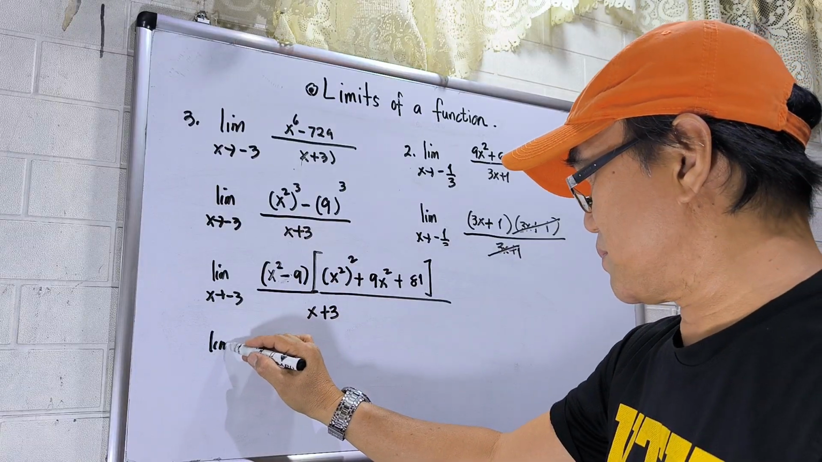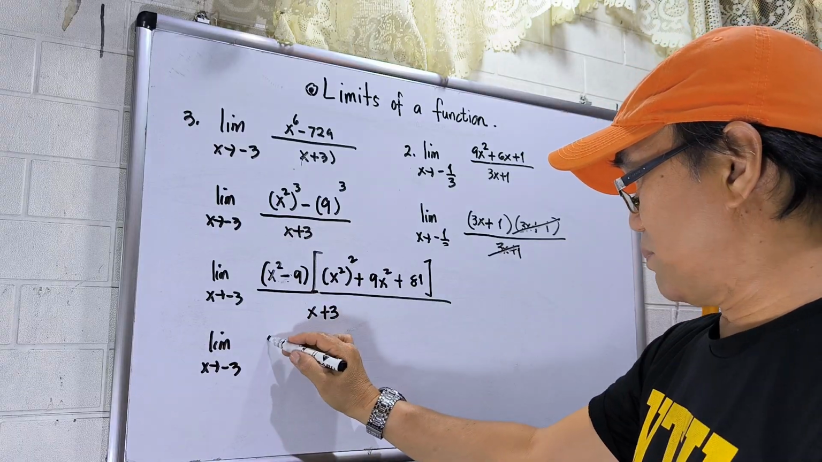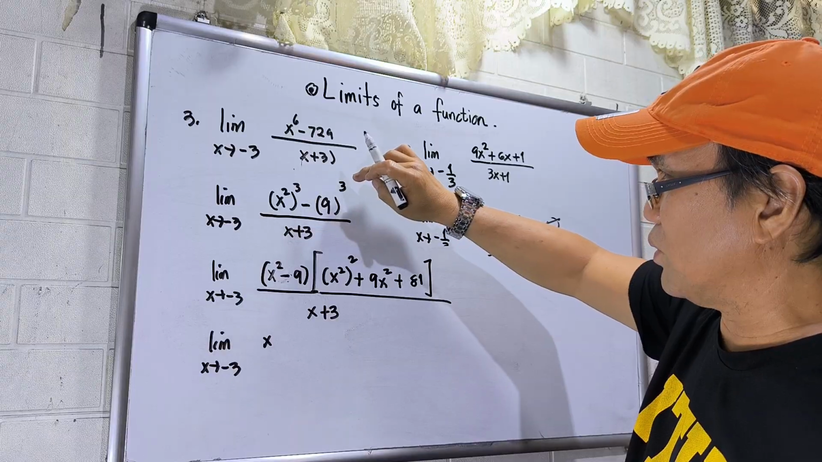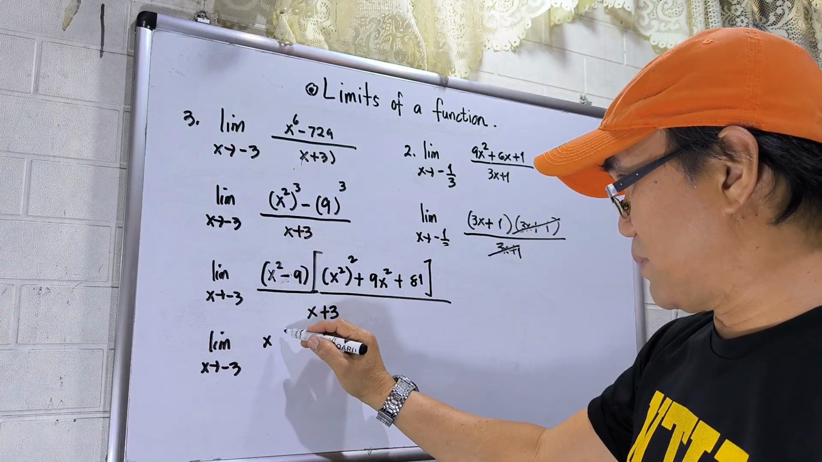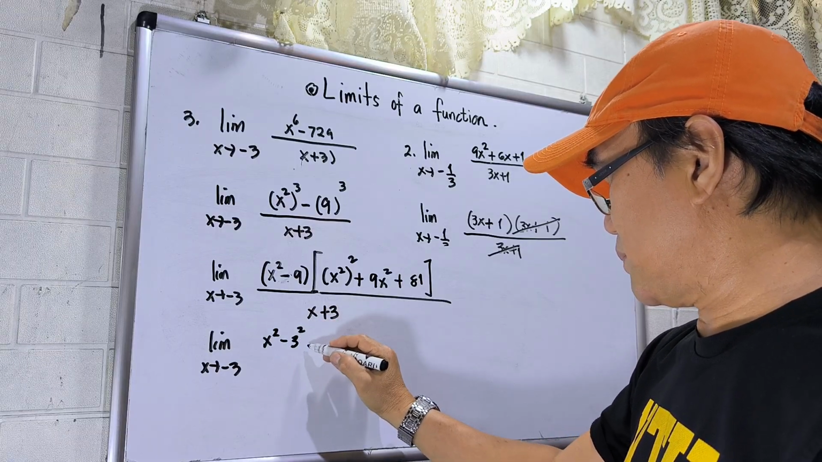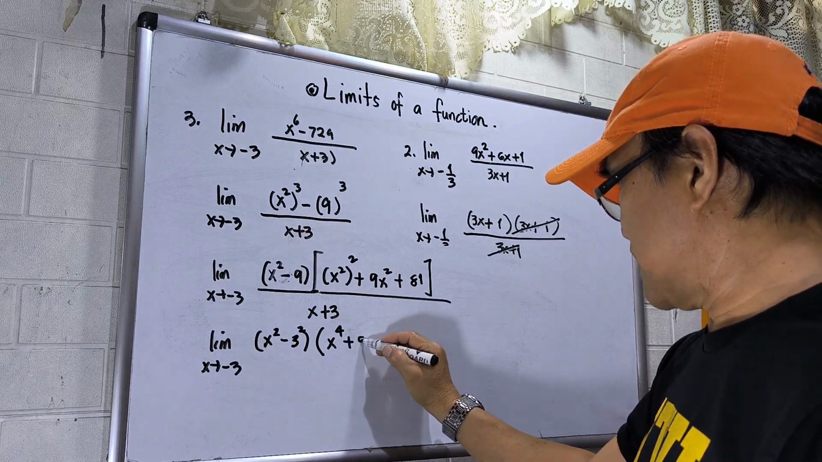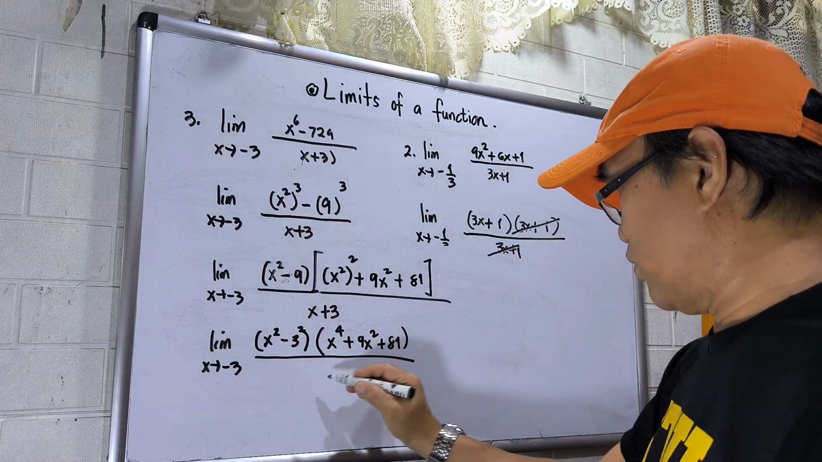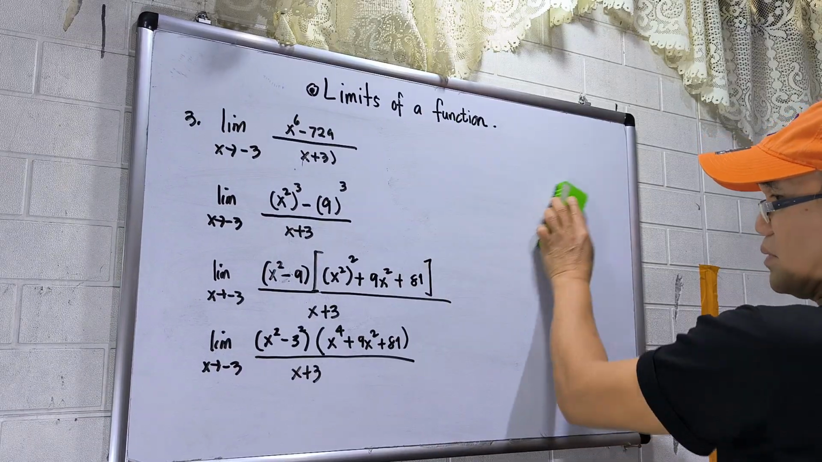And then we'll factor out this one also. The limit as x approaches negative 3. By the way, this is a difference of 2 cubes, and this one is a difference of 2 squares. So this will be x squared minus 3 squared, then x to the 4th plus 9x squared plus 81, then over x plus 3. Okay? I will erase this one.